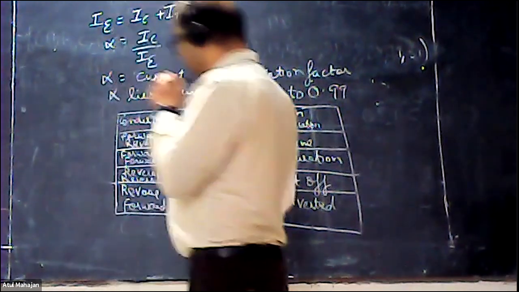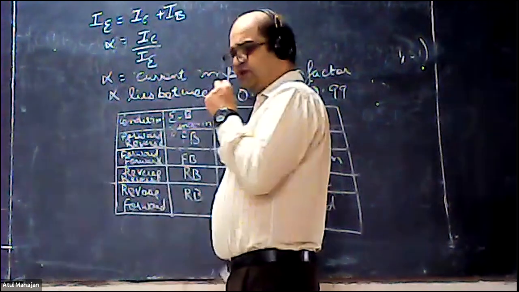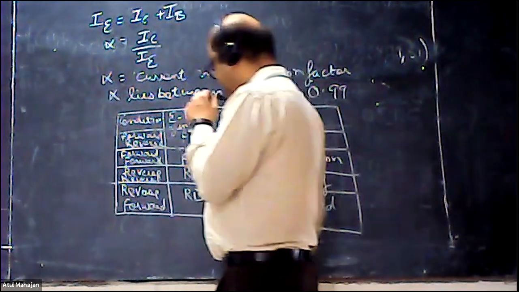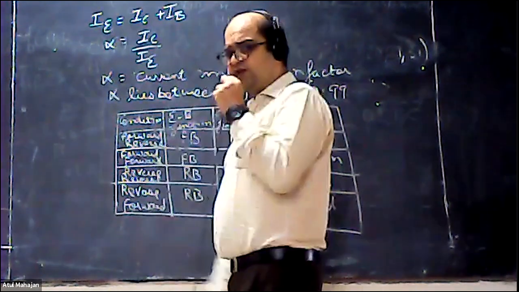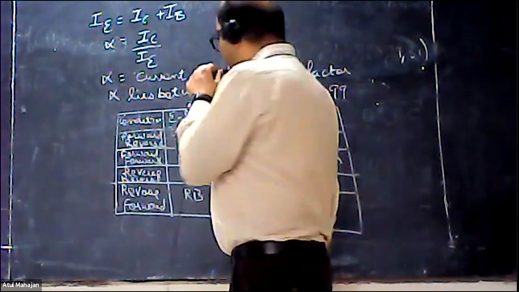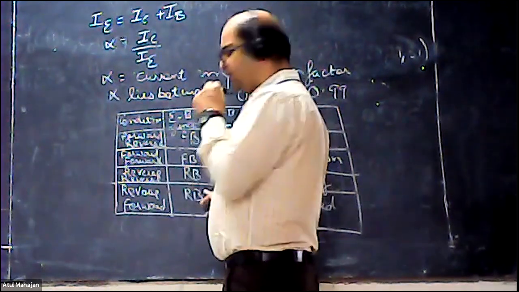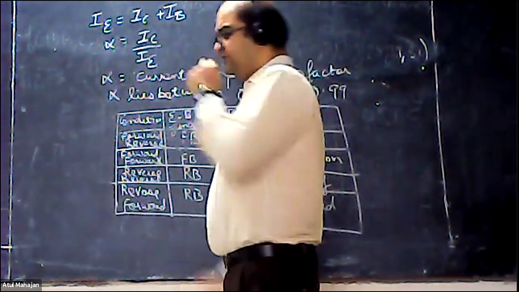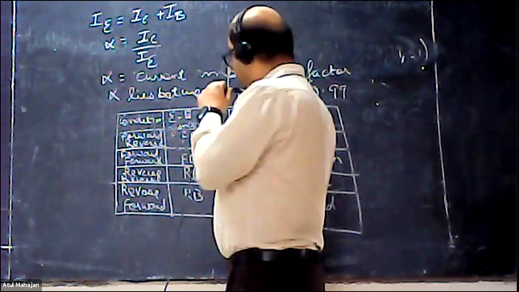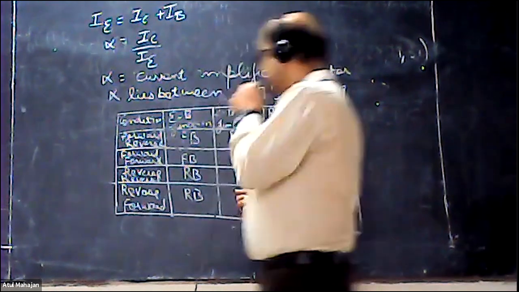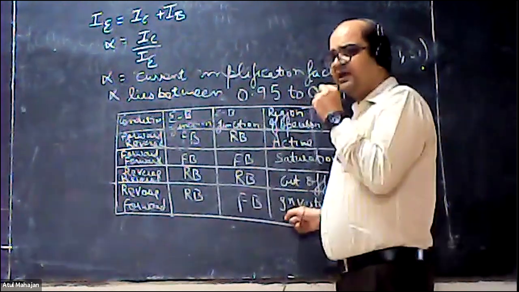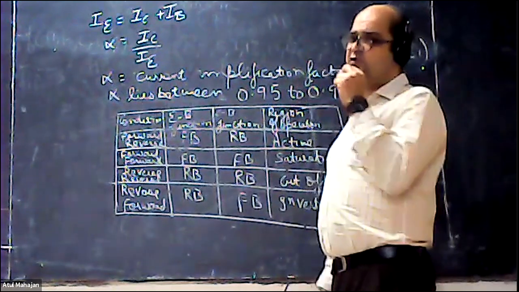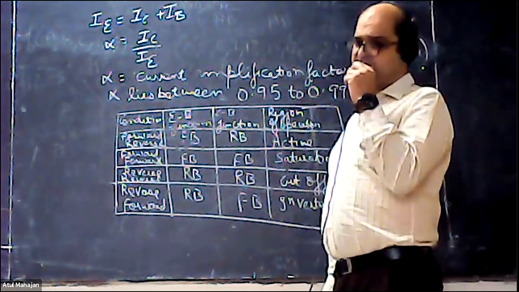The fourth region is the reverse forward condition. In the reverse and forward condition, for the emitter base we have the reverse bias, and for the collector base we have the forward bias. When the emitter base is reverse biased and the collector base is forward biased, what is the region of operation? It is the inverted mode, or it will act as an inverter.